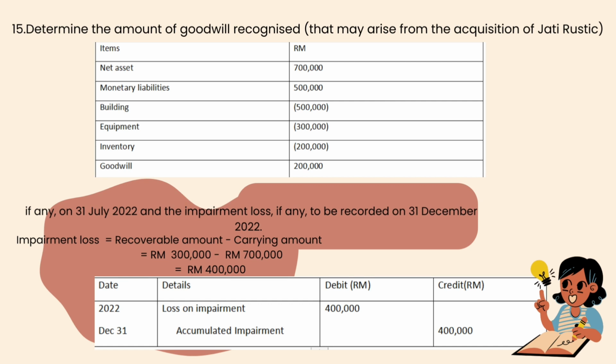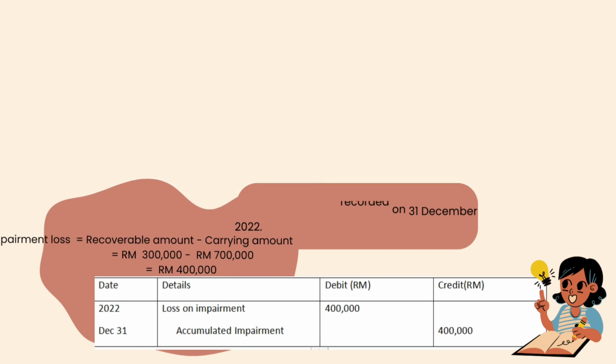If any, on 31st July 2022, and the impairment loss, if any, to be recorded on 31st December 2022. So to get the impairment loss: recoverable amount minus carrying amount. So we get 400,000. This is how to prepare the journal entry for the impairment loss: debit loss on impairment 400,000 and credit accumulated impairment 400,000.